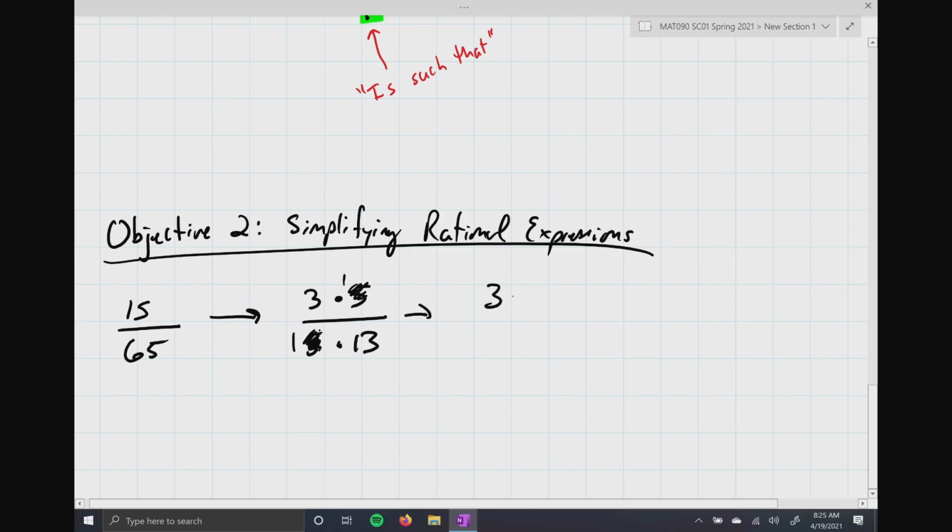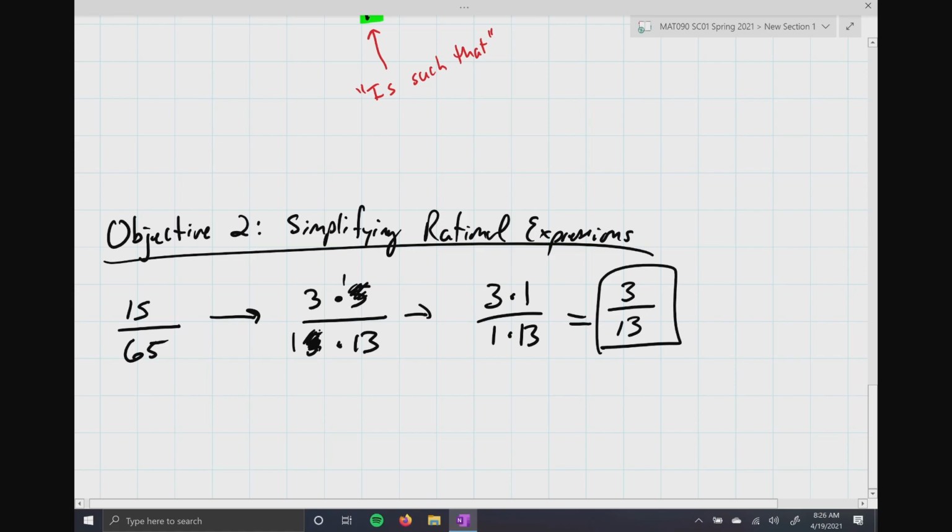If I clean this up just a little bit, I can see 3 times 1 is 3, and 1 times 13 is 13. So I just simplified my fraction by prime factorizing. Now, if you had me for 80, you would know how to do that because that is the method I stress. There are other methods.